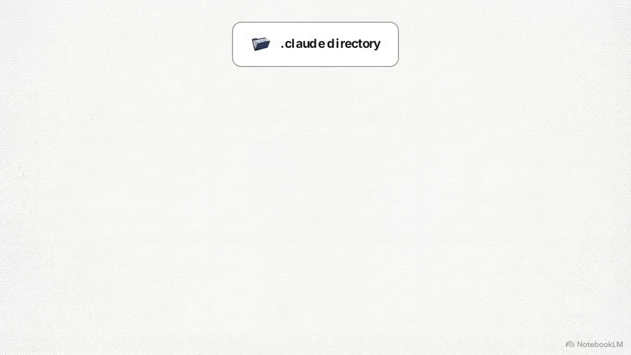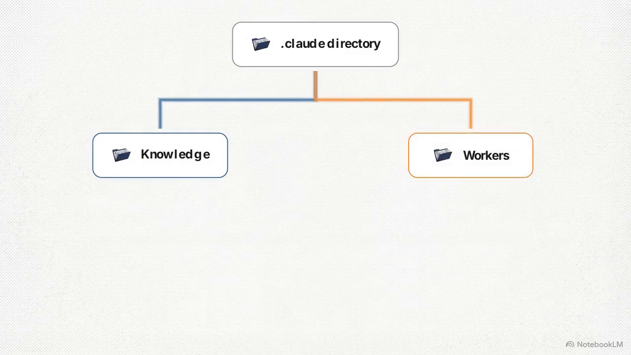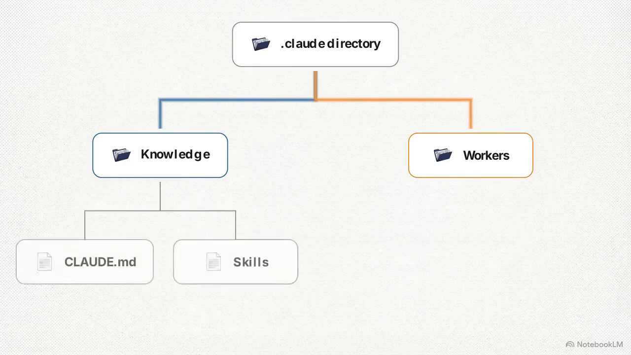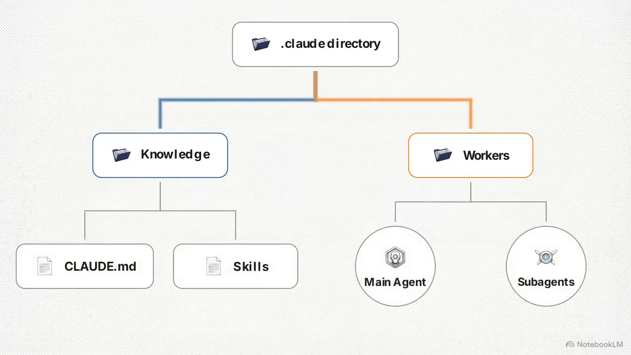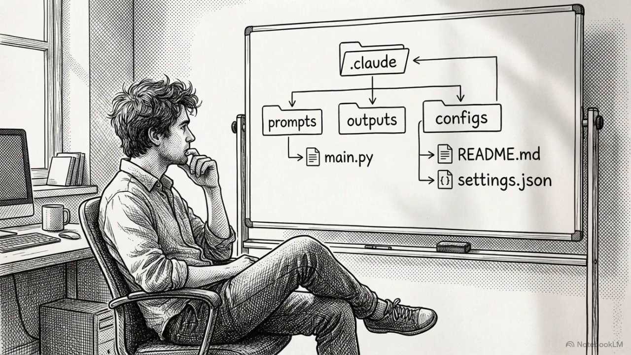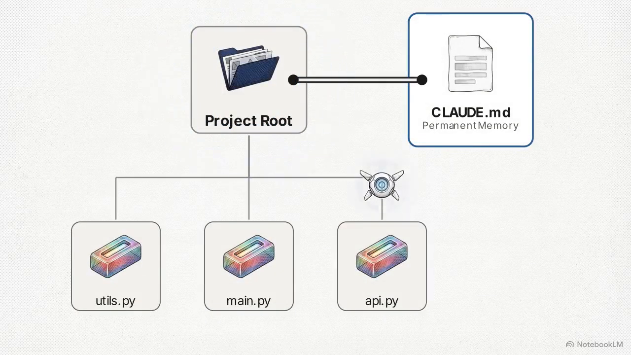To build this environment, we divide the system into two distinct pillars: knowledge, what the AI remembers, and workers, how the AI executes. We translate these into a .claude directory. Under knowledge, go CLAUDE.md and skills. Under workers, go our main agent and subagents. Establishing this mental model up front is crucial. It ensures you never confuse a permanent project rule with a temporary, isolated task.